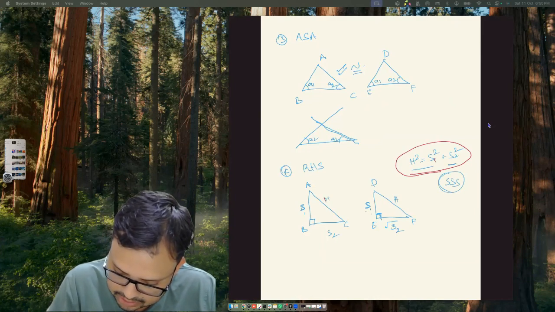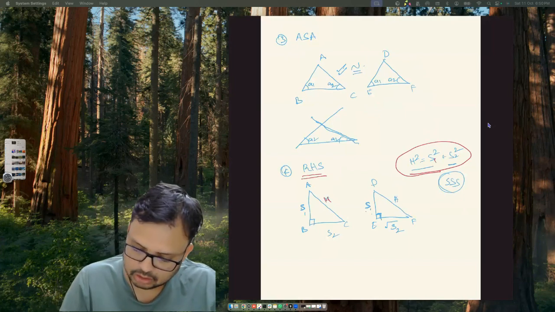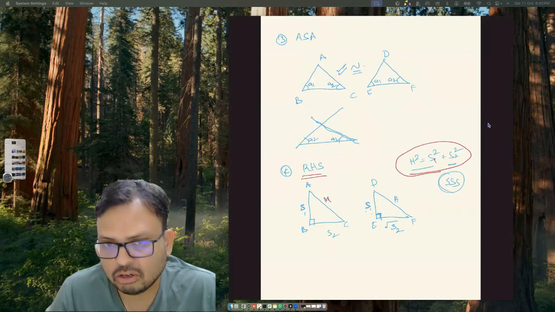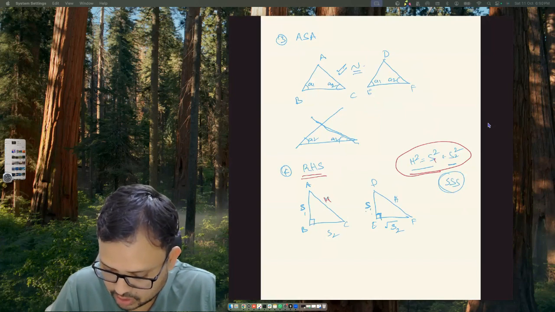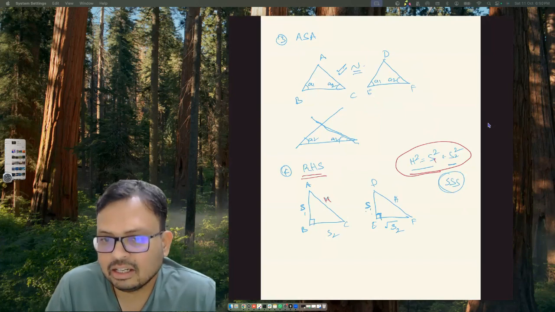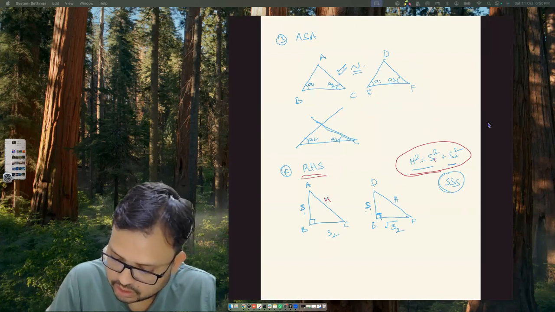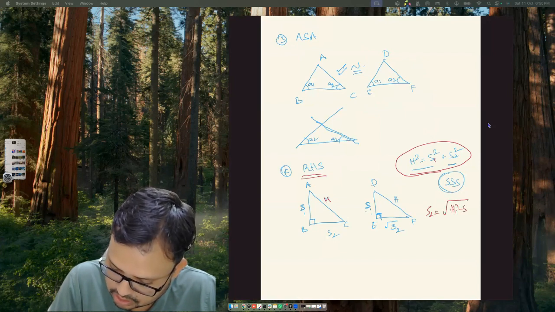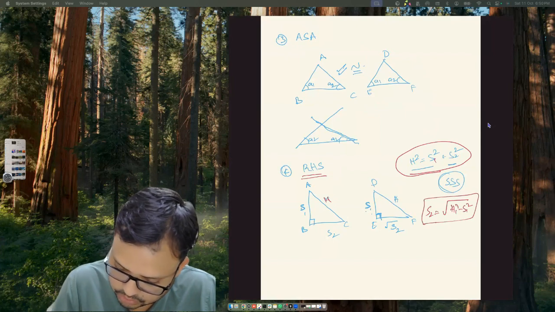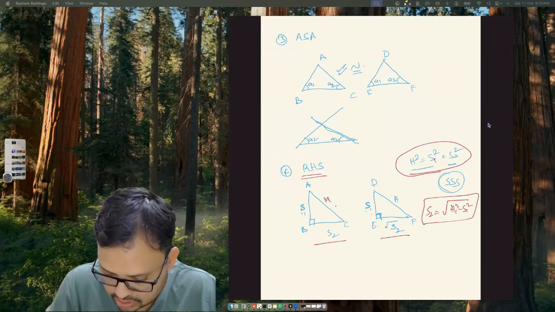So what people are saying is that RHS cannot actually be seen as a completely new rule. RHS is also an extension of, if you ask me, a similar type of SSS, because in a right angle triangle, the third side is nothing but the square root of the difference of squares. If you want to find S2, it is always the square root of H1 square minus S1 square. So this value for these two will be same if these two are same. So what is the criteria? The criteria is that it should be a right angle triangle.